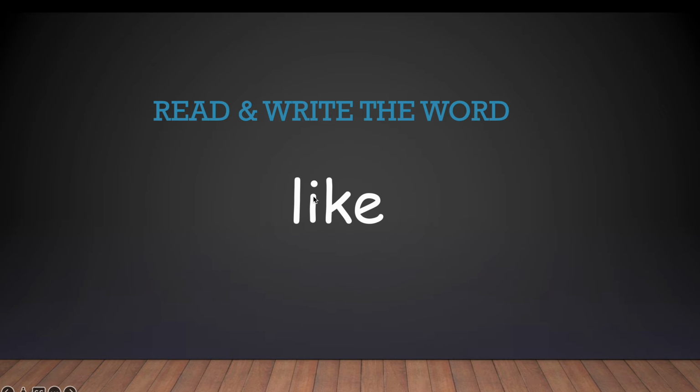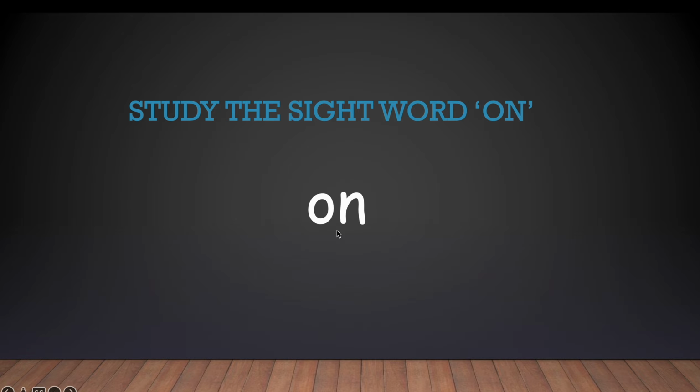We always start at the top, right? Top, down, but then make a little dot. K, start at the top, straight line down, go in the middle, go up, and then add the last little piece down, and our E, over, up, and around. Read the word like. Good job. Our last word we're going to study today is the word on.